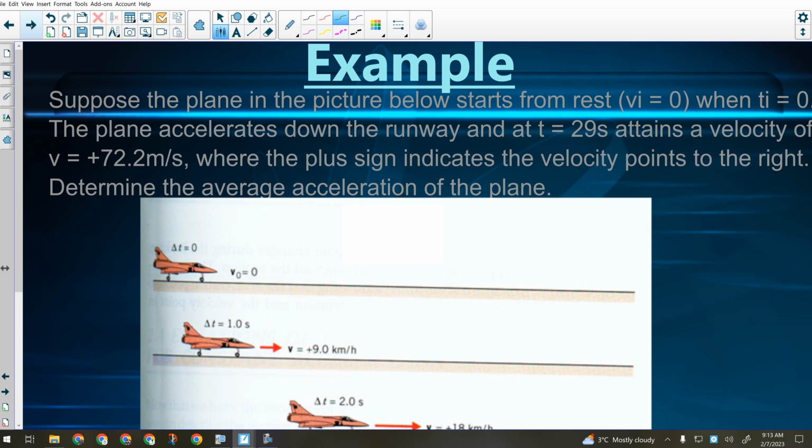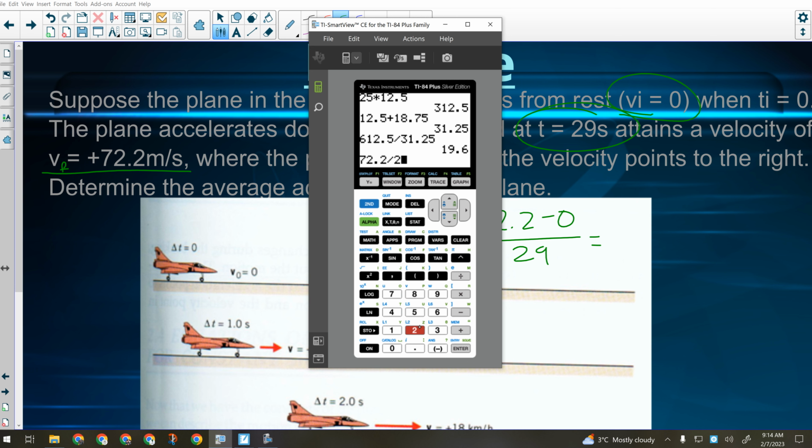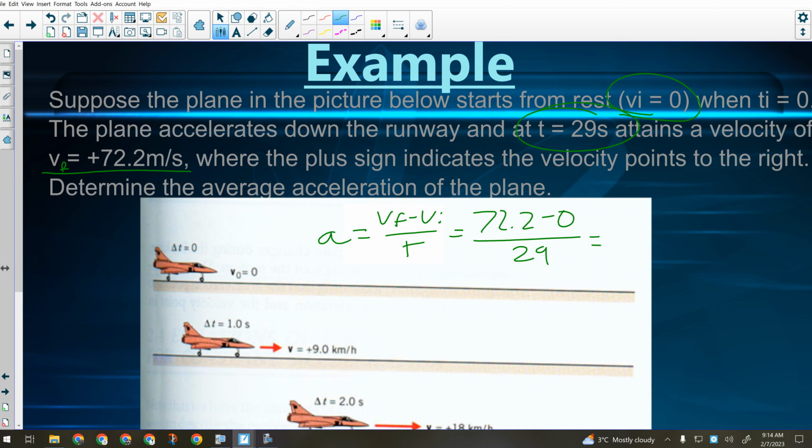Okay? All right. It accelerates down the runway, and after 29 seconds is at a velocity of 72.2 meters per second, where the plus sign indicates the velocity points to the right. Okay? Determine the average acceleration of the plane. All right, so for this question, we would use the formula we learned last year, because we were given the final velocity, we were given the initial velocity, and we were given the time. Okay? So we can just plug those numbers in and solve. So that would be 72.2 minus 0 divided by 29. Okay, so this plane is accelerating at 2.5 meters per second squared.